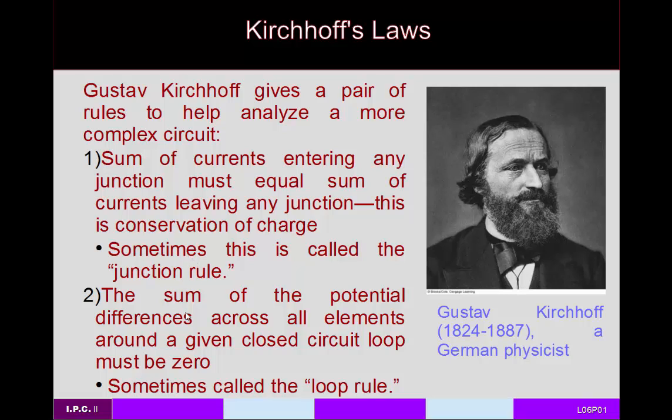The second rule, or second law, is that the sum of the potential differences across all elements around a given closed circuit loop must be zero. And so this is sometimes called the loop rule. And what they do is they allow us to analyze more complex circuits than what we've been doing. You can see, without going on to the more complex circuits, that we've actually been using them already. That's how we were able to obtain the equivalent resistance for both the series and the parallel combinations of resistors.